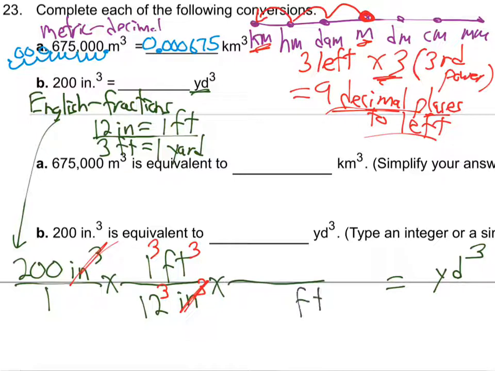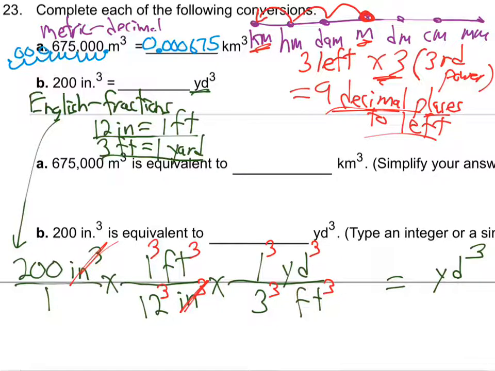We're going to put feet at the bottom here, and feet we can easily go to yards. 3 feet, 1 yard. And now we do what? Third power, third power, third power, third power. Right? We third power everything. Again, I showed you that earlier. I want to make sure you understand that.